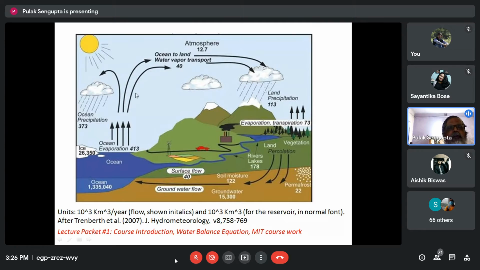So all these units are given in 1,000 cubic kilometers for stagnant water like ocean water and other things, and the moving part is actually in italics, and that is in 1,000 cubic kilometers per year. So when we have land precipitation, this is a dynamic part. So this will be 113 into 1,000 cubic kilometers per year. This is the annual precipitation.